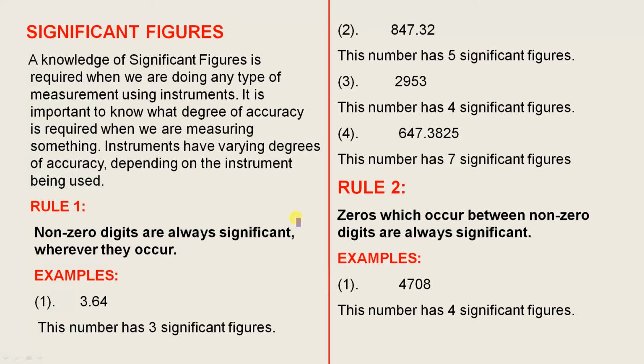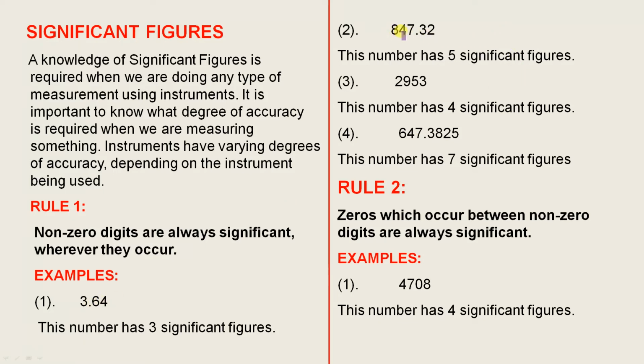Let's look at the first one. Non-zero digits are always significant whenever they occur. So let's look at four examples. Those three digits are significant because they are non-zero. Doesn't matter whether there is a decimal point or not. They are non-zero digits, hence there are three significant figures.